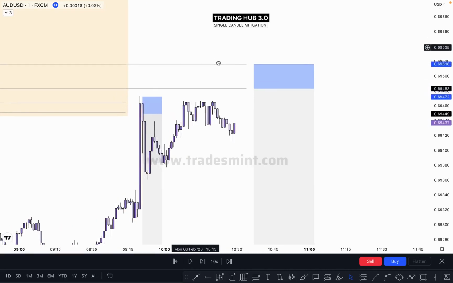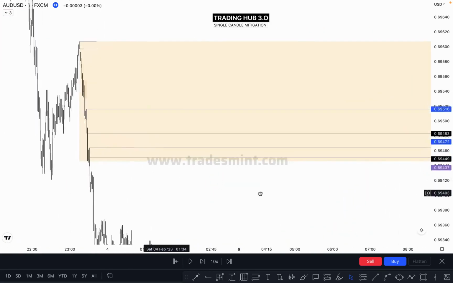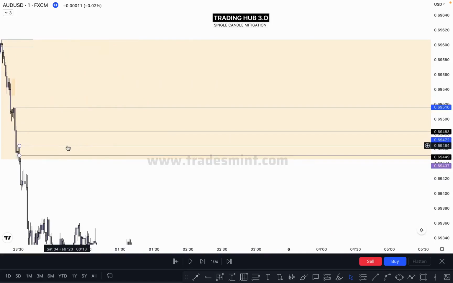But if only one POI is here, right, sometimes what happens is only one POI is here, only one order block is here, there is no other order block.